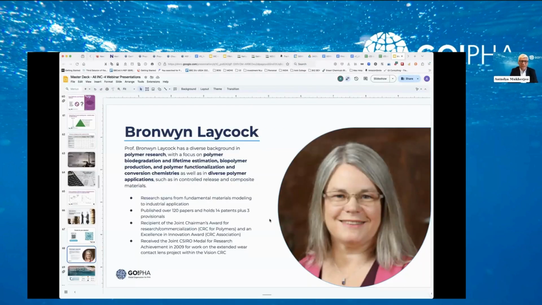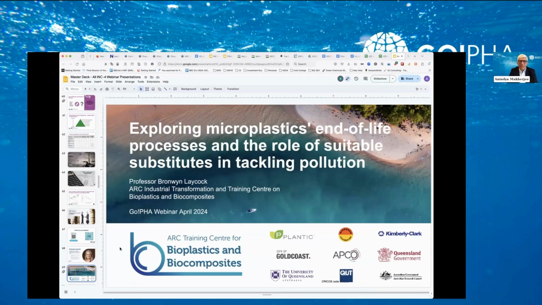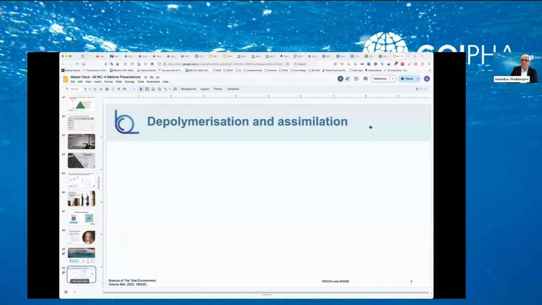Okay, and our next speaker is Professor Bronwyn Laycock. Professor Laycock has a diverse background in polymer research with a focus on polymer biodegradation and lifetime estimation, biopolymer production, polymer functionalization, and conversion chemistries, as well as in diverse polymer applications, such as in controlled release and composite materials. And Professor Laycock will be talking about exploring microplastics end-of-life processes and the role of suitable substitutes in tackling pollution. Go ahead, Professor Laycock.